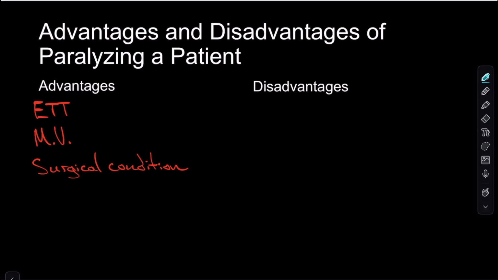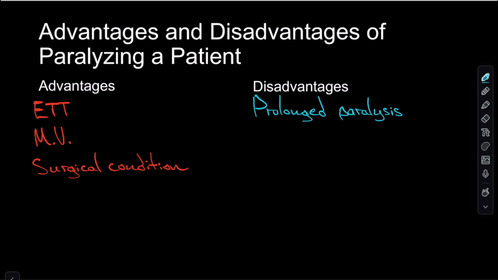One of the major disadvantages of paralyzing a patient is prolonged paralysis. If a patient's respiratory muscles are paralyzed, then you have to keep them intubated and continue to treat them and manage them, which can extend the time of surgery.